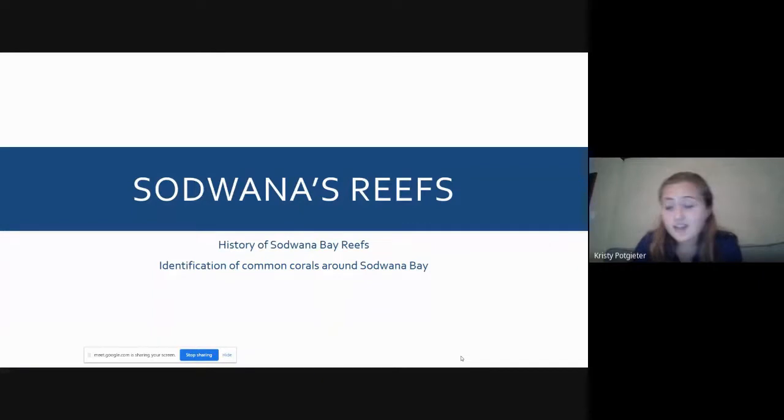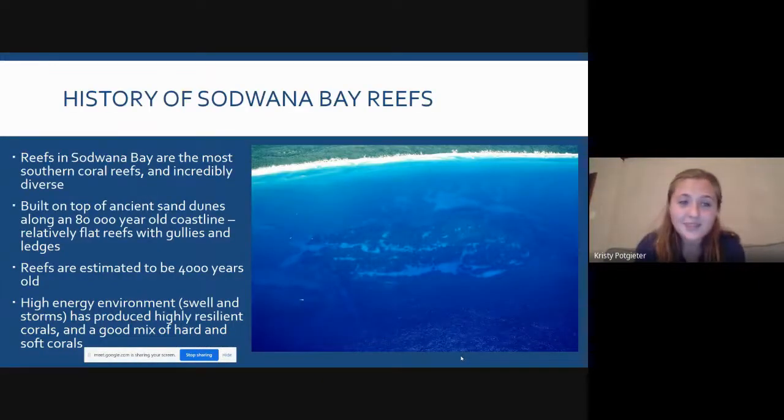So having a look at what makes Sodwana Bay's reefs so special. The reefs in Sodwana Bay are some of the most southern coral reefs, okay, and they are incredibly diverse. They are built on top of ancient sand dunes along an 80,000-year-old coastline, which means that we have relatively flat reefs with lots of gullies and ledges.